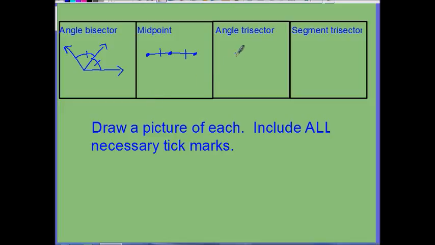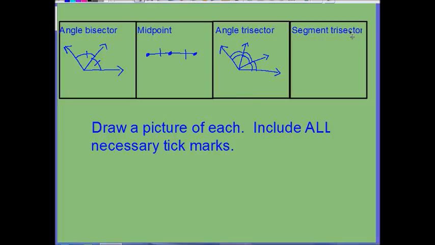Next, we have an angle trisector. So again, I'm going to draw out an obtuse angle. For trisectors, we need to have two rays, lines, or segments that are going to divide this angle into three congruent angles. So there's one, there's two, and we need the necessary tick marks. I'm going to put doubles on each of these, showing my congruency.